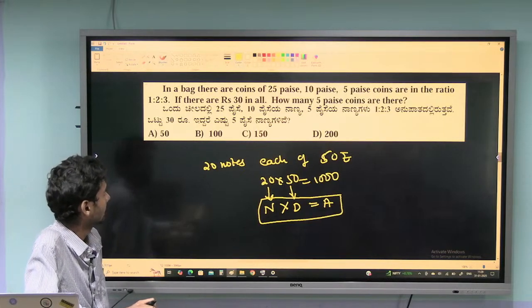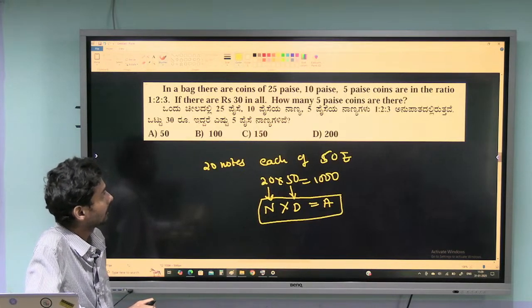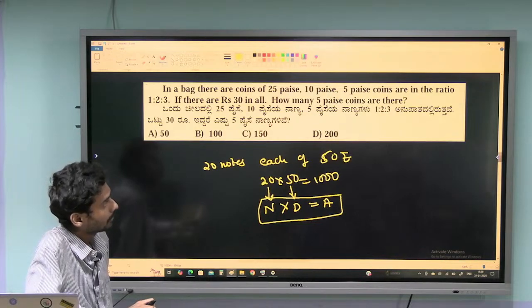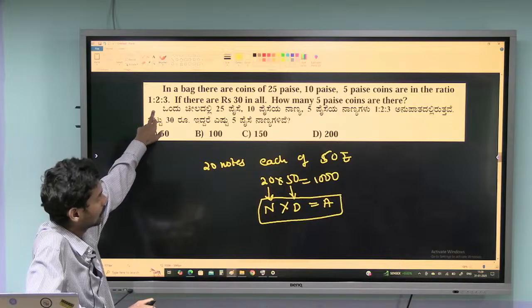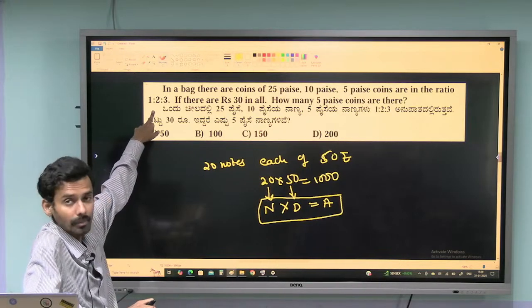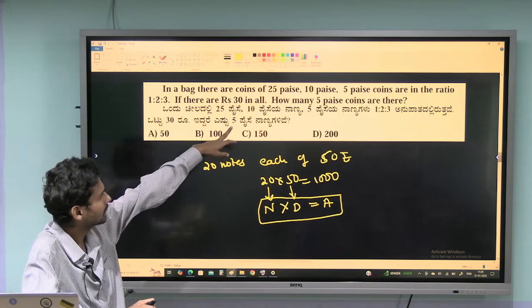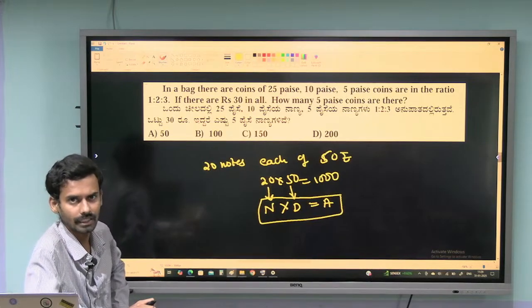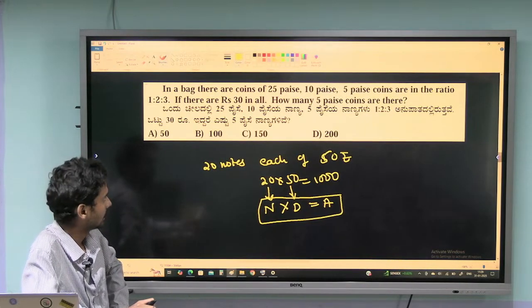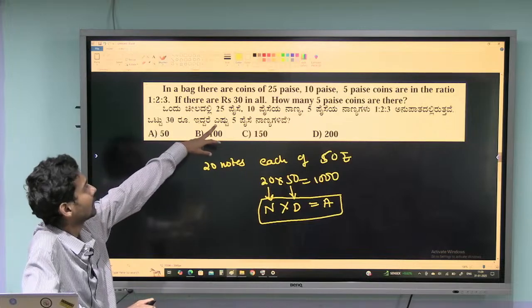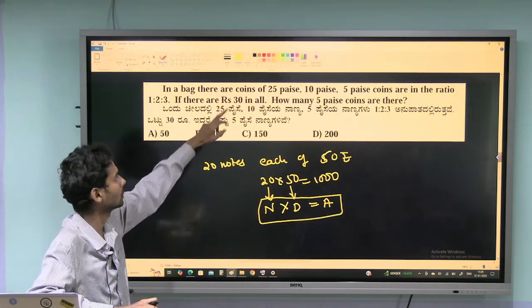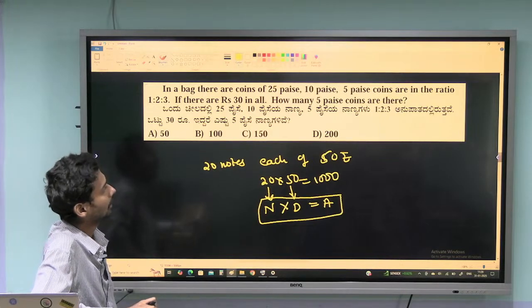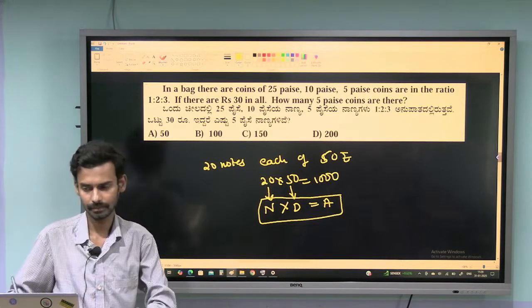Now the question is saying in a bag there are coins of 25 paisa, 10 paisa, 5 paisa in the ratio 1:2:3. So what is this ratio? This ratio is the ratio of the number of coins, and 25 paisa, 10 paisa and 5 paisa are the denominations, isn't it? And if there are 30 rupees in all, this is the total amount, 30 rupees. How many 5 paisa coins are there in the bag?